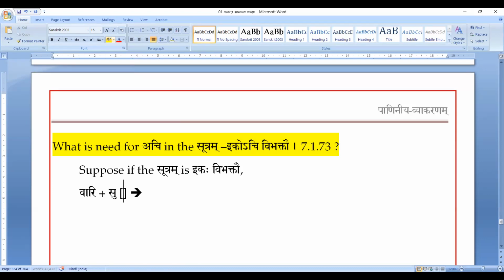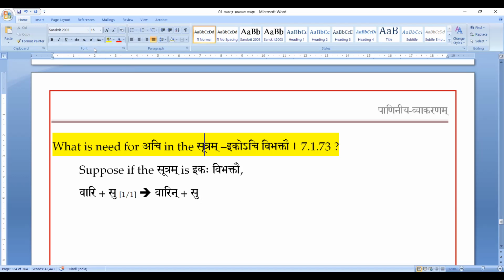Vibhakti pratyaya pare. Please answer, what will happen? Vibhakti pratyaya pare Vari plus Su. Sumo Napumsakat, the lopa has to come. What about 7-1-73? By that, Nume Sone, right? Then if you say Numanam, Varin plus Su, applying the sutra, Achi Bhakta, then Ajadi Suman, pratyaya. It's not Ajadi pratyaya.